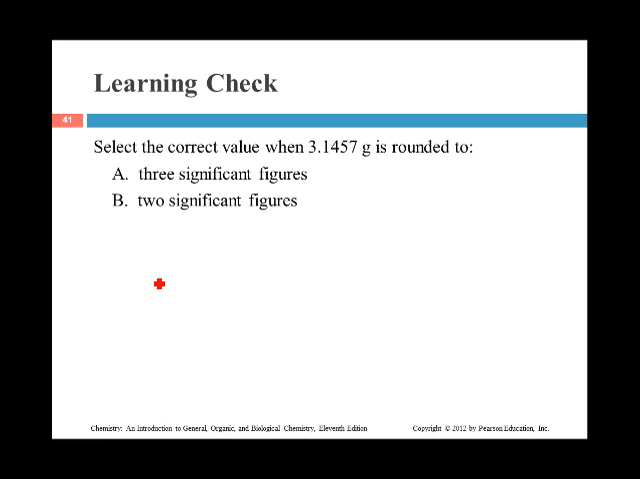So if we're taking 3.4157 grams, and we need 3 significant figures, take the first 3 numbers. The next number is a 5, so that rounds the 4 up to a 5, 3.15 grams. If we only needed 2 significant figures, it would just be 3.1. It's just a 4, so the 1 doesn't get rounded up.